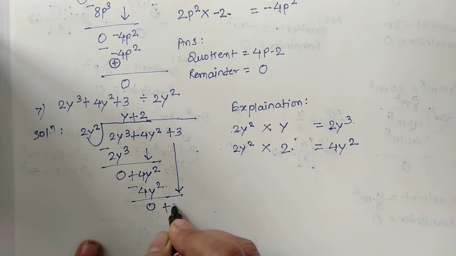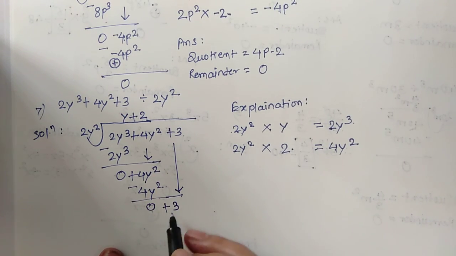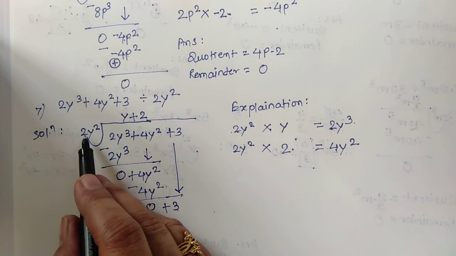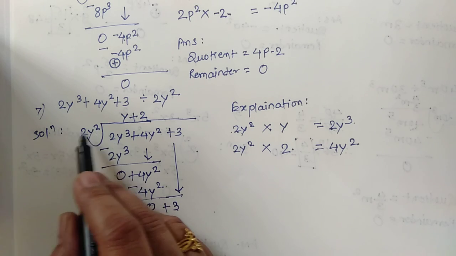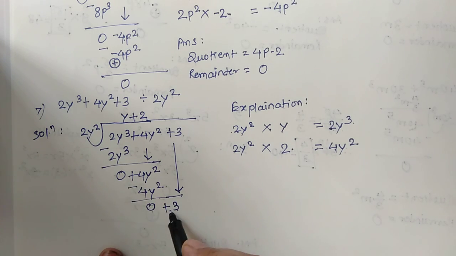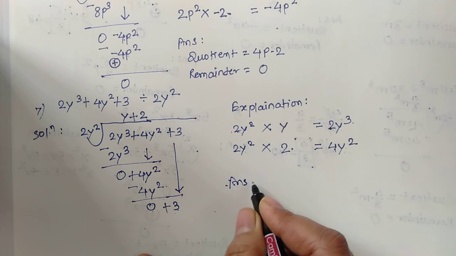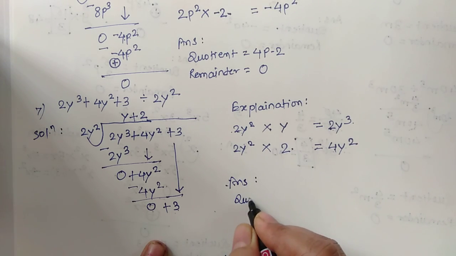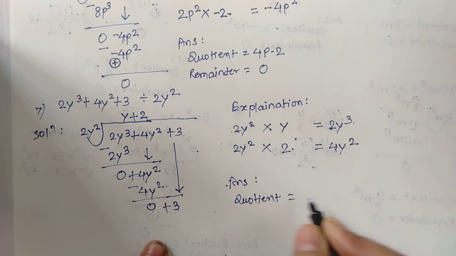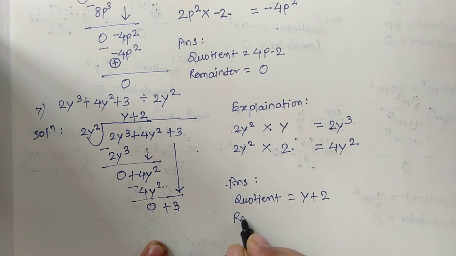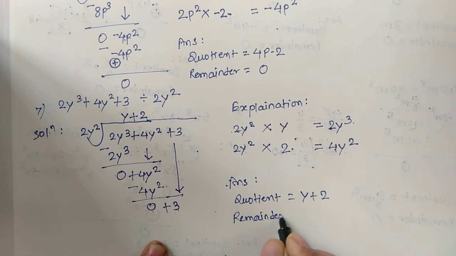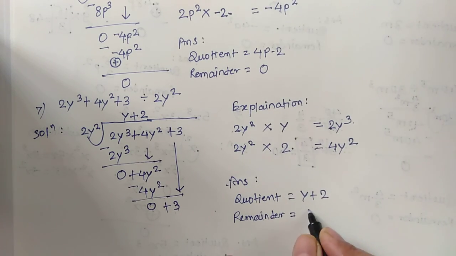Now plus 3 falls down. See here, the next step of the dividend does not contain any variable term and here the divisor contains a variable term. So we can't take the division here. So plus 3 is a remainder. So therefore the answer: quotient is equal to y plus 2 and the remainder is equal to 3.